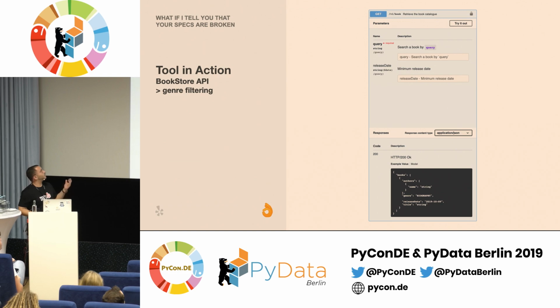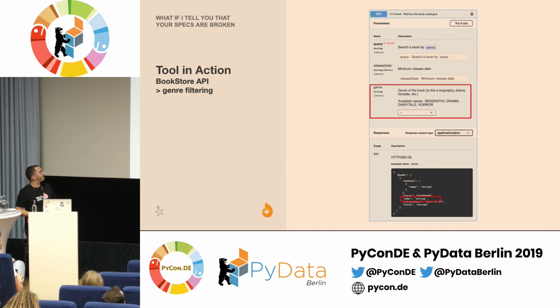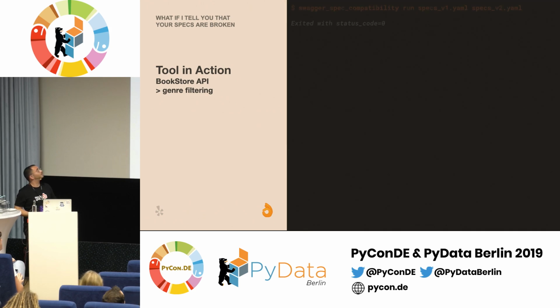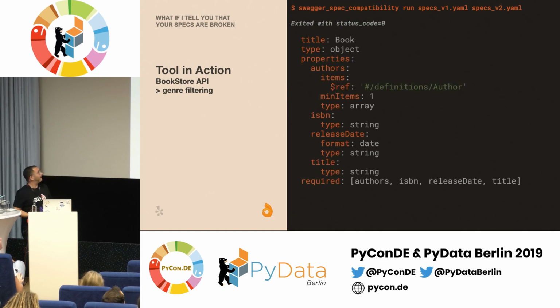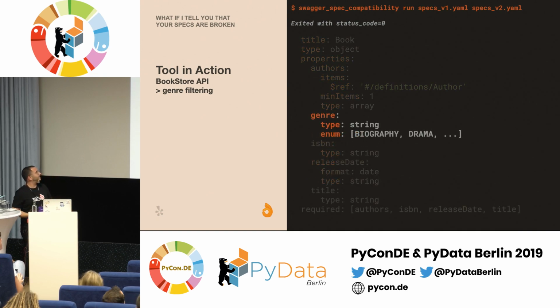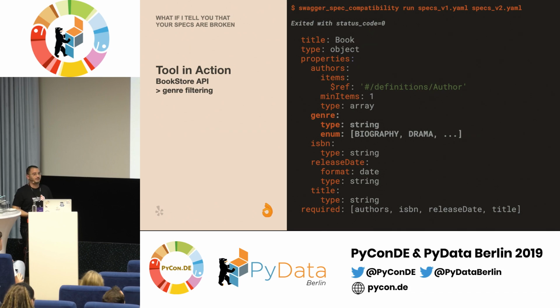About the other changes, in this case, we added the genre list, and if we try to run the report, the report tells us that all was good. So how was this case different from the one before? Well, we added the genre list, and that basically was it. We never touched the required, so all was great at this point.